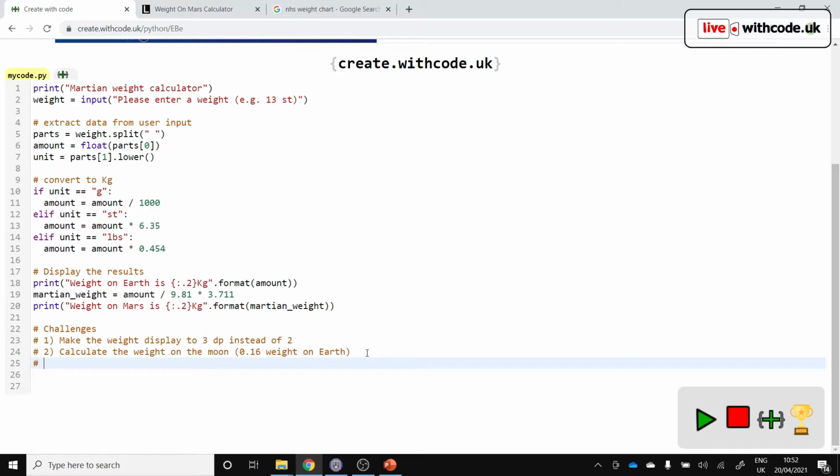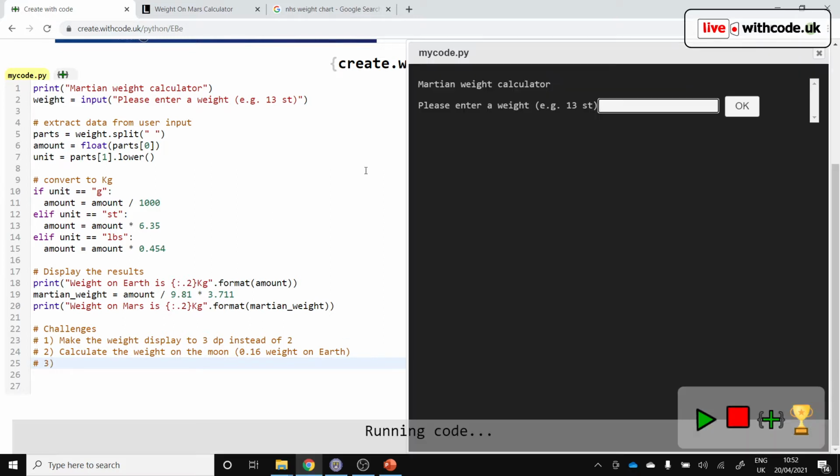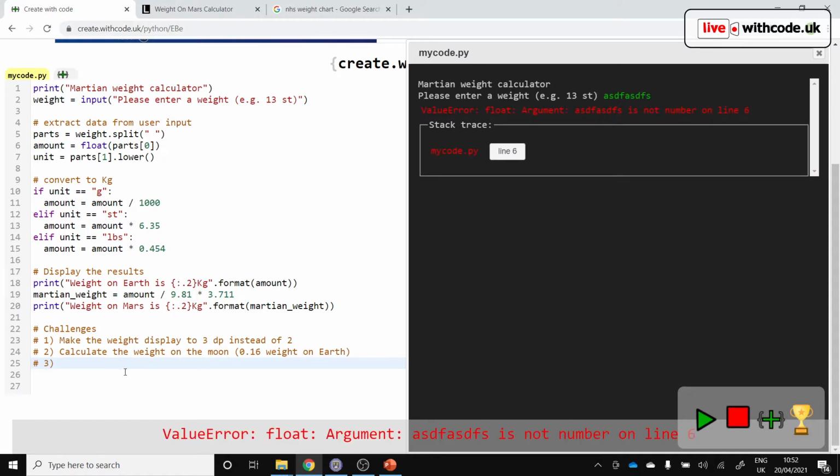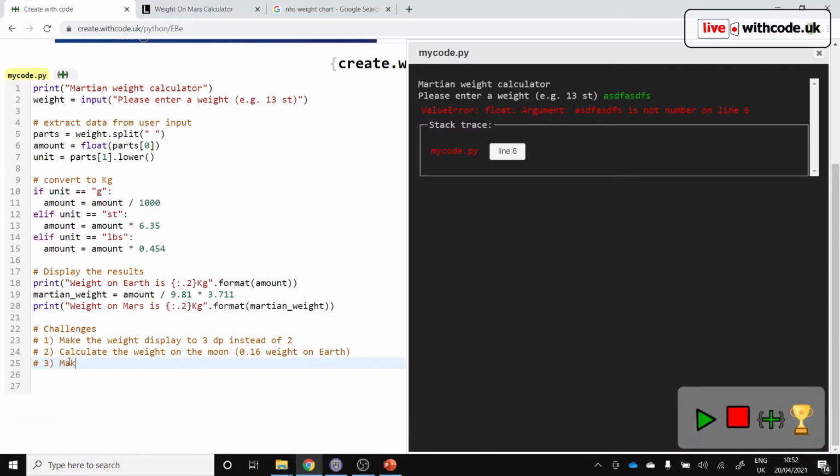And also you could do that validation. So at the moment, if I type in something that isn't a weight, it's going to crash. You can use exception handling or validation to try and make it so that the code doesn't crash with an invalid weight.